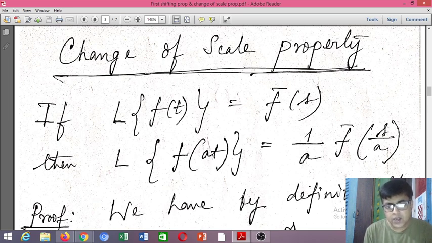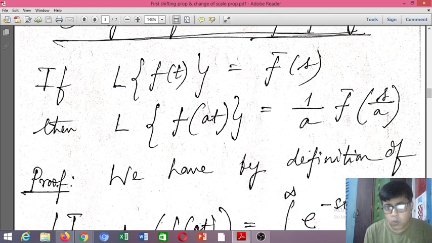If you look carefully, if a is 1, then there is no change of scale, because if you divide a variable by 1, it remains as it is. So if a is 1, you get back the definition, L of f(t) is equal to f bar(s). Otherwise, L of f(at) will be equal to 1 by a into f bar(s by a). Now let's come to the proof of why it is so. It's a very easy proof.